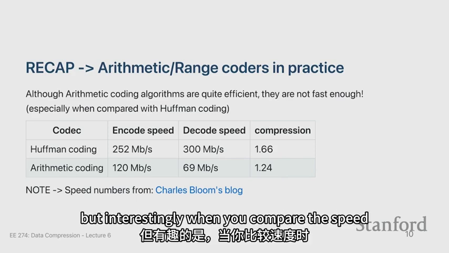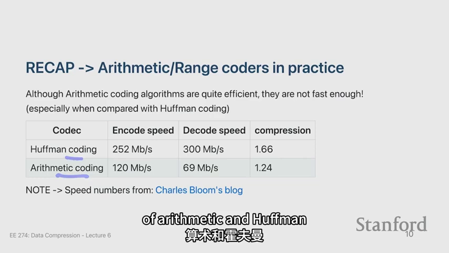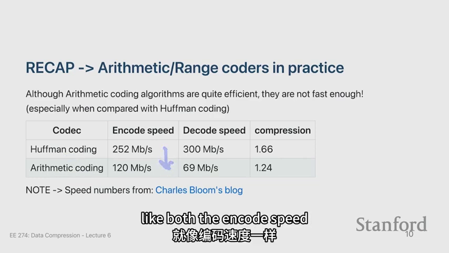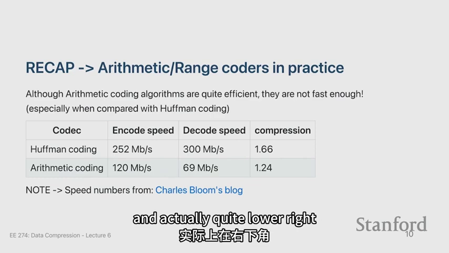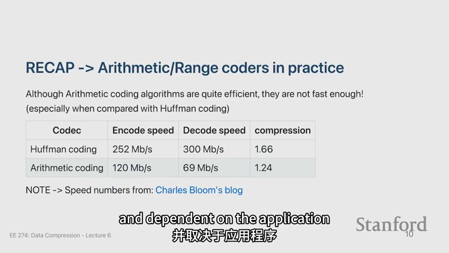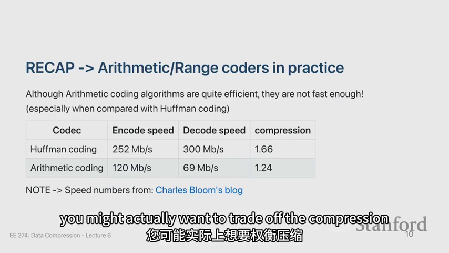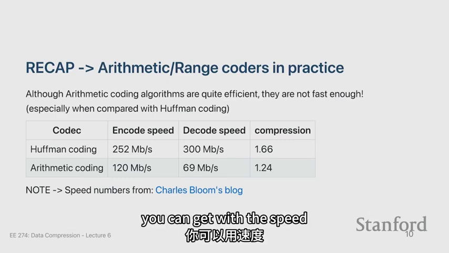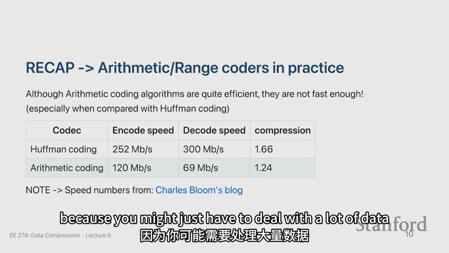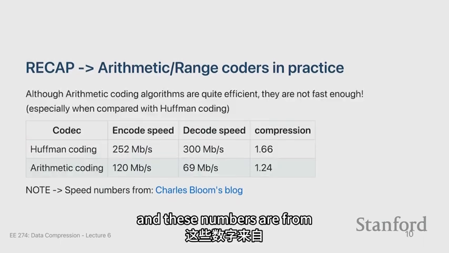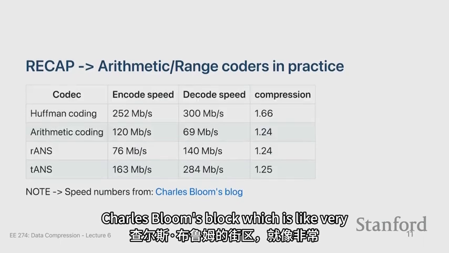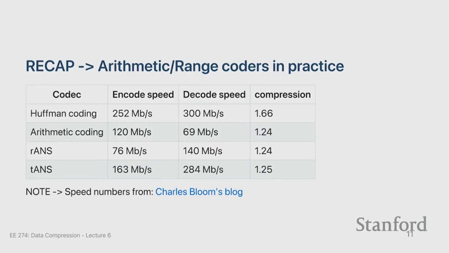Again, that's because you can imagine the whole data as part of the block length. But interestingly, when you compare the speed of arithmetic coding and Huffman coding, both the encode speed and the decode speed are lower, and actually quite a lot lower. Depending on the application, you might want to trade off the compression you can get against speed, because you might have to deal with a lot of data very fast. These numbers are from Charles Bloom's blog, which is very interesting.